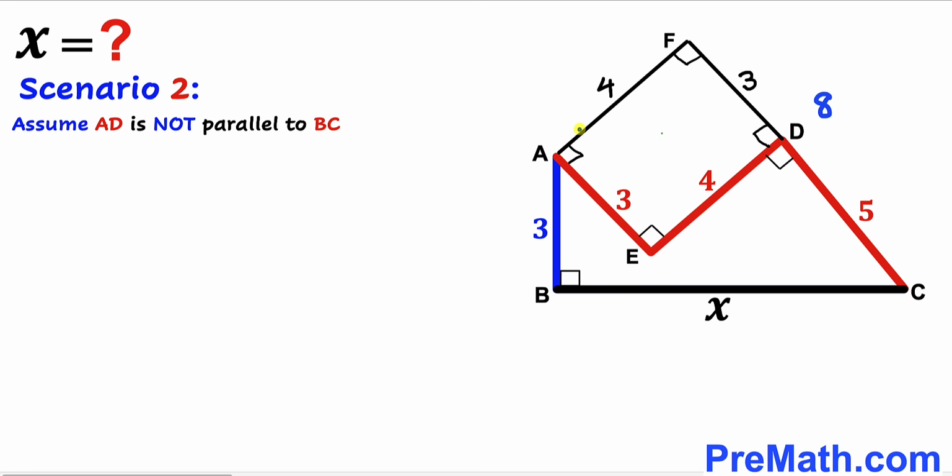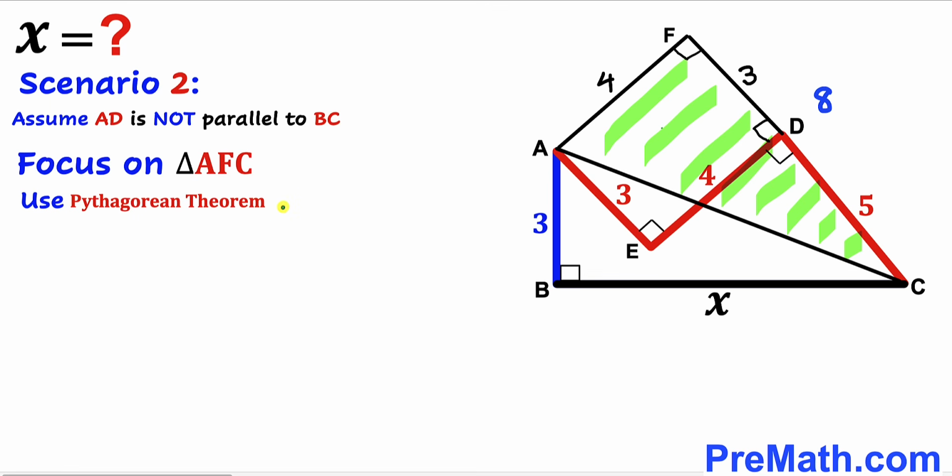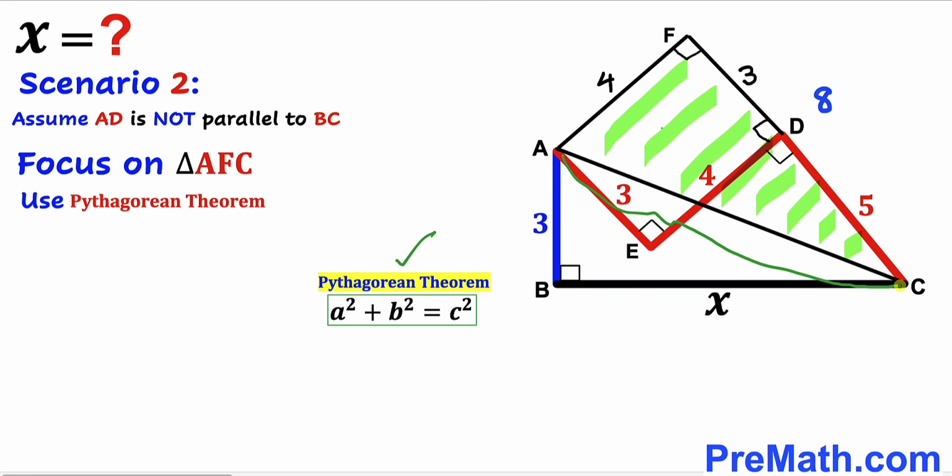Now in this next step, I am going to connect point A with vertex C, as you can see. As a result, we end up with this right triangle AFC. So we are going to consider this triangle now and apply the Pythagorean theorem: a square plus b square equal to c square. In our case, our hypotenuse is side AC, whereas our two other legs are 4 and 8 units.